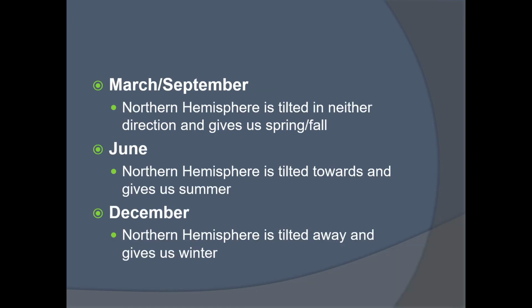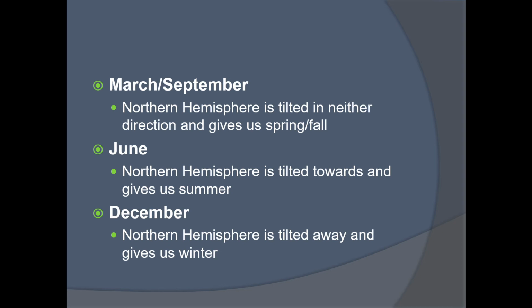So in March and September, our northern hemisphere is tilted in neither direction and gives us spring or fall. We are dead on with the sun. And give me a minute, because don't fill out your chart yet. I actually filled the chart out for you, and then I'm going to show you some pictures, because I know this can be kind of confusing if I'm just talking to you, but I'll show you some pictures momentarily.